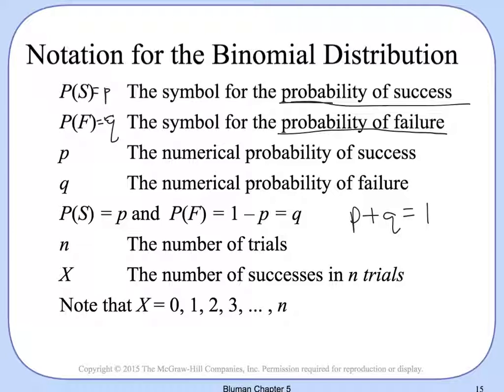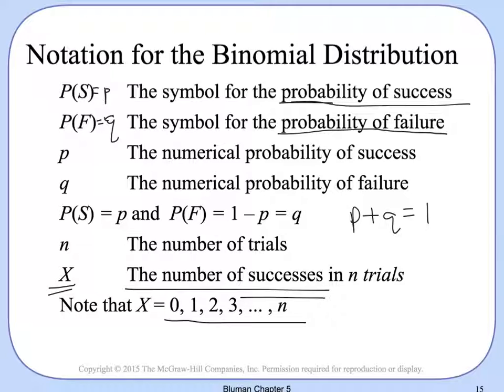You only have two values. And then N is the number of trials. Obviously, we've used that. And X is the number of successes in N trials. So I want you to write that down, that X is your number of successes. And so X could be 0, 1, 2, 3, all the way up to N. X will always start at 0.